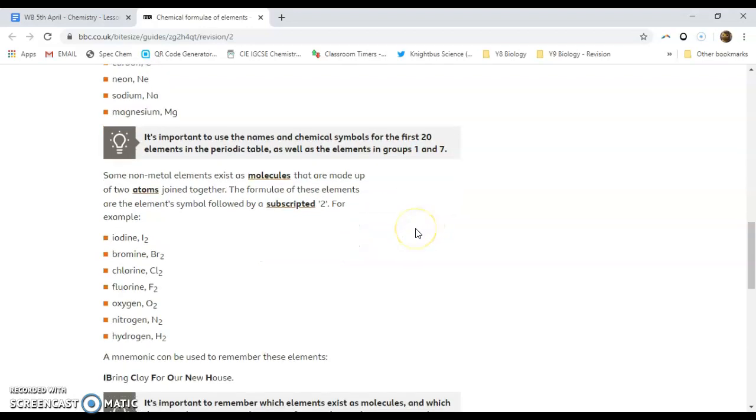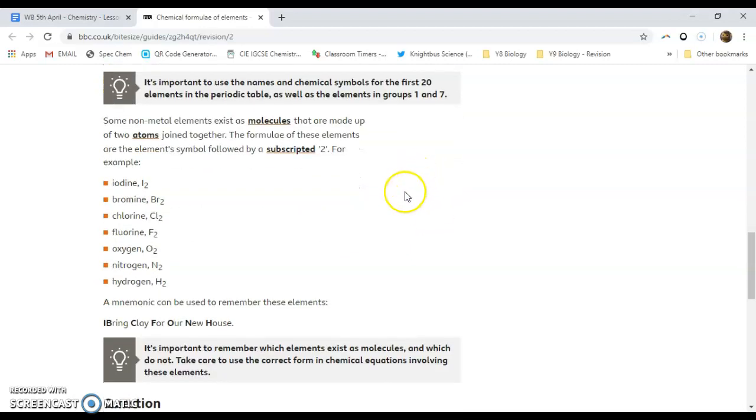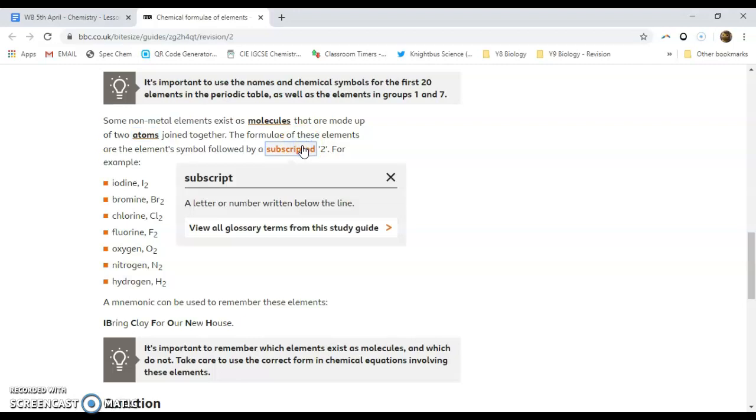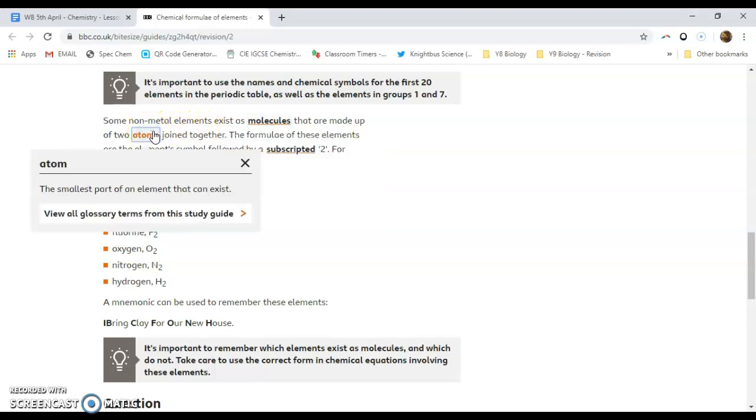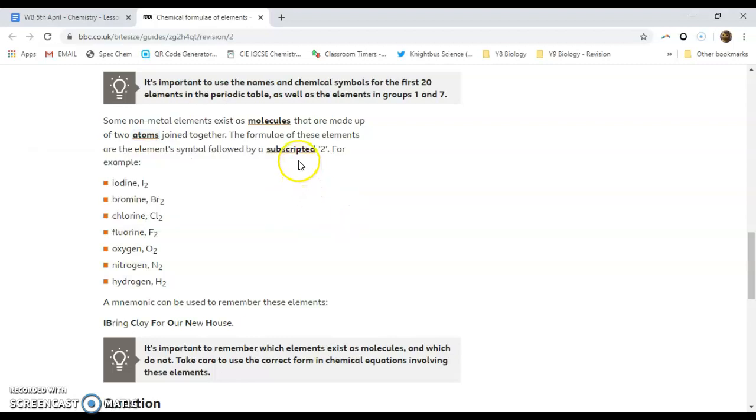Now, we've worked extensively on that. We've done electron configurations as well. You've got to also make sure that you know what the elements in group 1 and group 7 are. This is great because this website takes you through all of the terms that you may have also forgotten about in year 7. Molecules, what a molecule is, a collection of two or more atoms held together by chemical bonds. They could be the same, they could be different. Atoms, which is the smallest part of an element that can exist.